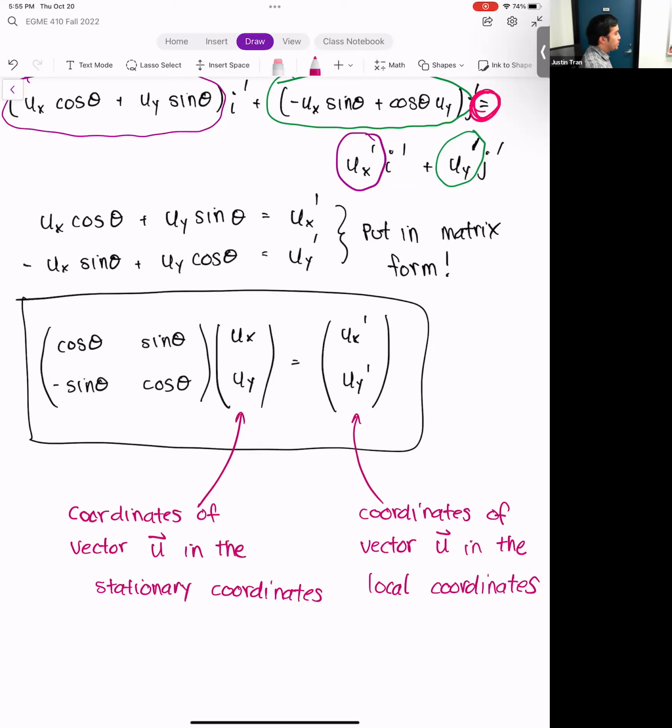With this extra cosine, sine matrix that we have on the left, we can actually transform in between them. What this is telling us is that if we have the coordinates of u in the stationary coordinates, then all we have to do is multiply with this matrix to get the coordinates in the local coordinate system. Because this matrix fills that role of transforming the coordinates, we call this the transformation matrix, T. That transformation matrix is going to be key to doing our 2D truss problems.